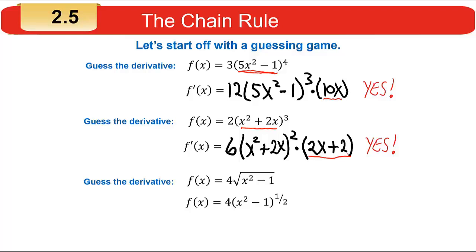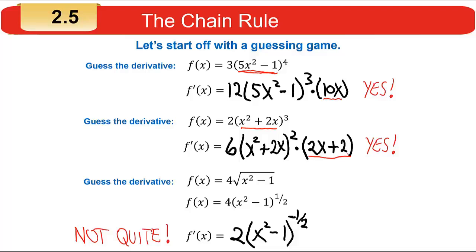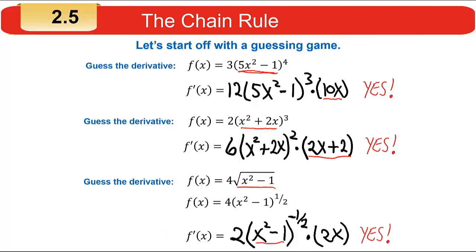So your initial guess might be just start using the power rule. That means you would take 4 times 1/2, and of course 1/2 of 4 is 2. Write the base down, and then subtract 1 from 1/2. 1/2 minus 1 is minus 1/2. As before, that's not quite right. There's a missing factor, and if you follow along with what we've done before, you're probably going to guess that the missing factor is the derivative of the base, the derivative of x squared minus 1, which would be 2x. And in fact, that is correct.